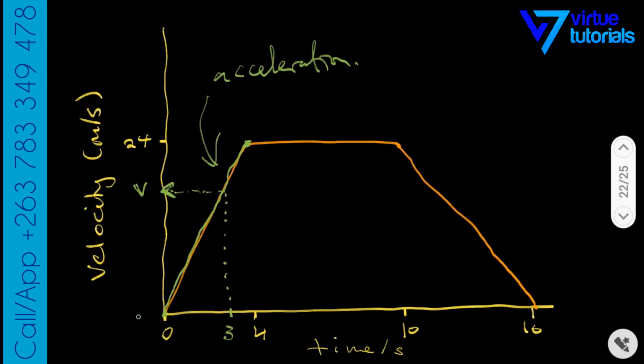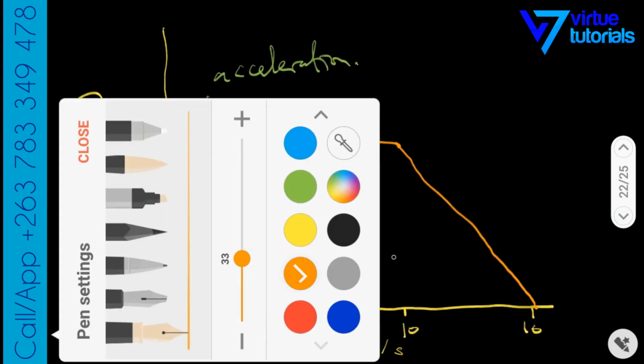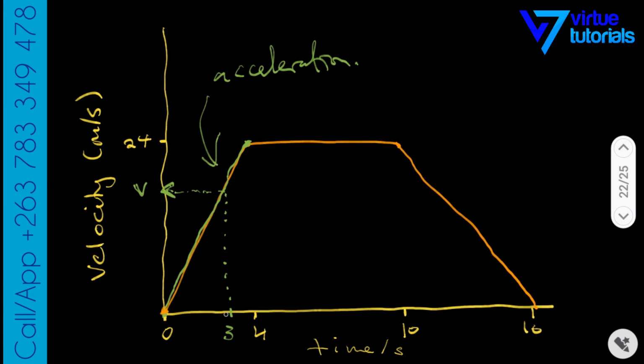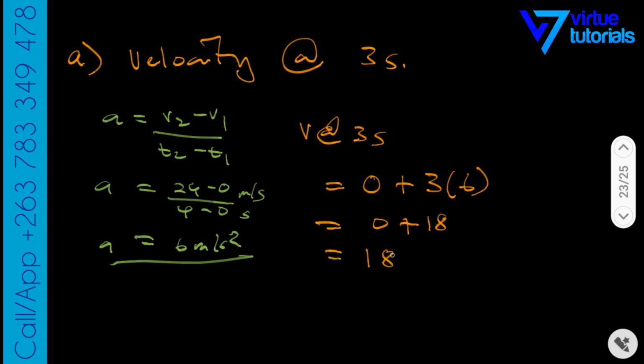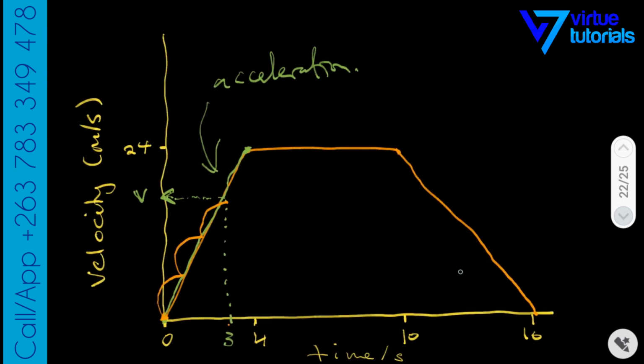So since you are starting from 0 here, and this is 3 seconds, speed is going to increase 3 times. 1, 2, 3. We're going to start off at 0. So our velocity at 3 seconds is going to be equal to our starting point 0 plus 3 seconds times the acceleration, which was 6. That gives us 0 plus 18, which is 18 meters per second.